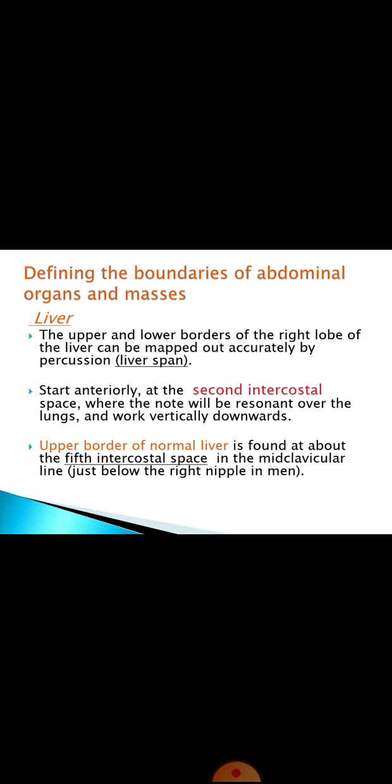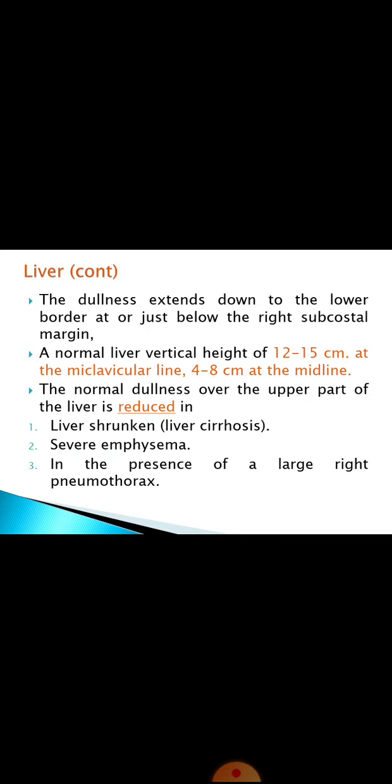Start anteriorly at the second intercostal space, where the note will be resonant over the lung, and work vertically downward. The normal upper border of the liver is found at the fifth intercostal space in the mid-clavicular line, just below the right nipple in men. The dullness extends downward to the lower border, at or just below the right subcostal margin.